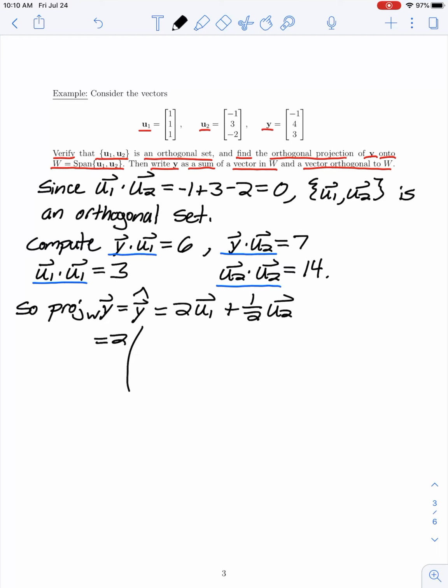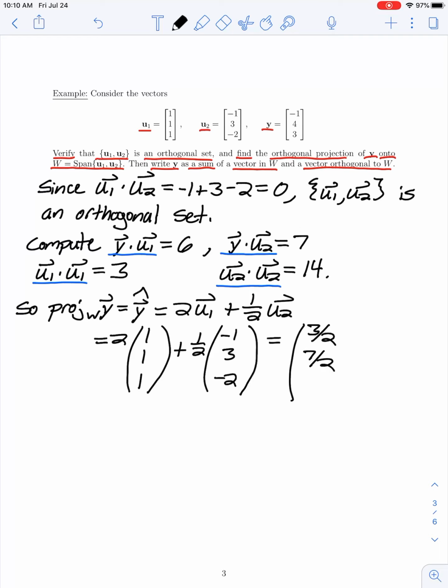This would be 2 times u1, which was 1, 1, 1, plus 1/2 of u2, which was -1, 3, -2. So for our first component, we have 2 minus 1/2, which would be 3/2. Then we have 2 plus 3/2, which is 7/2. And then our third component is 2 minus 1, so 1.